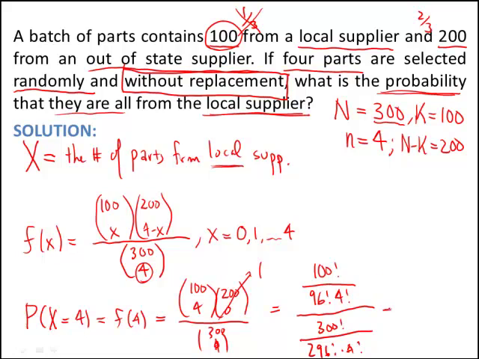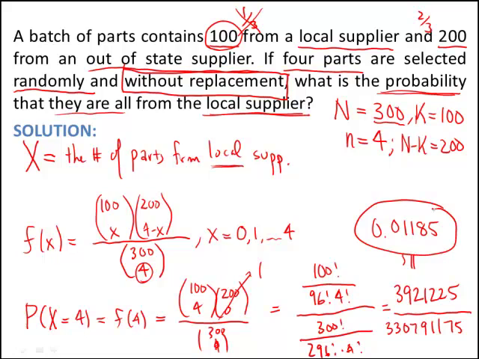And I went ahead and multiplied these out. In the top, we get 3921225, and in the bottom an even bigger number, 330791175. And so when I divide this, I get approximately 0.01185. So again, this is the probability that all 4 parts are from the local supplier. And they only have 100 of the 300 parts, so I'm not too surprised that this is a small probability.